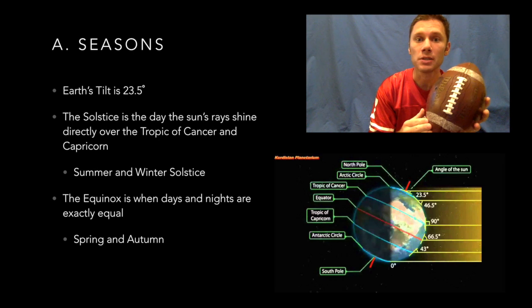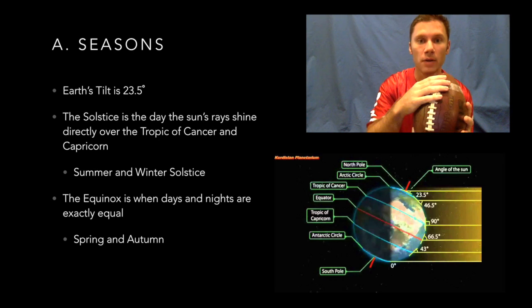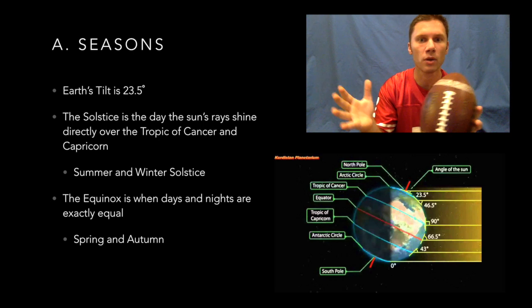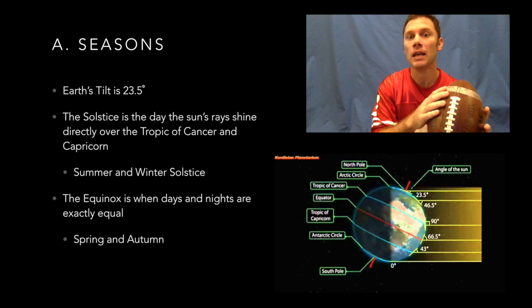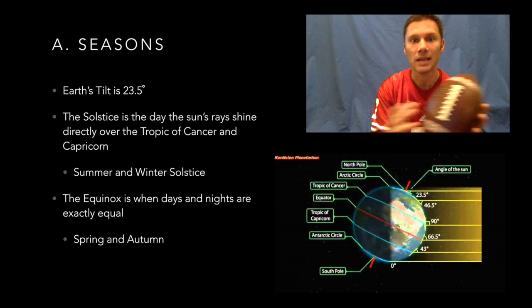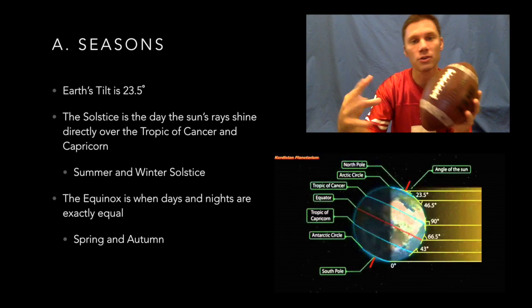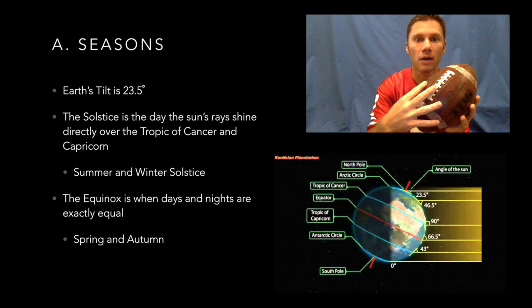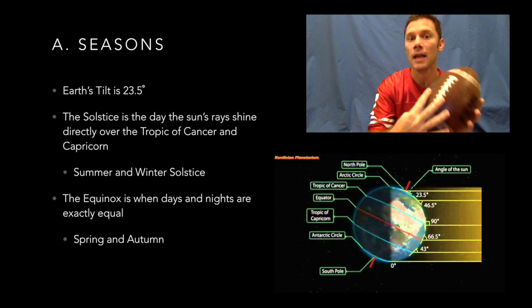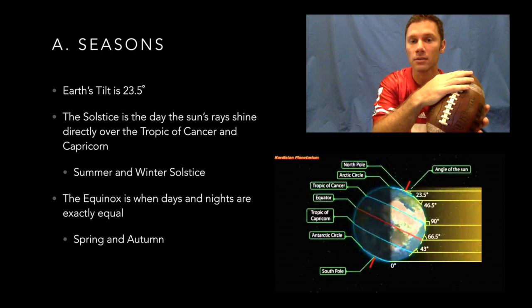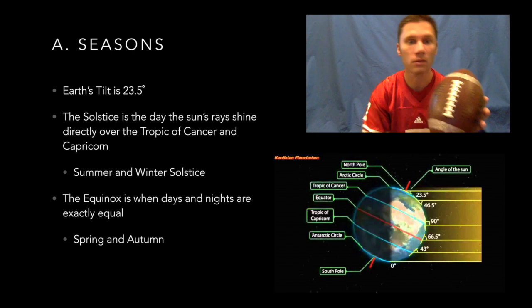So the summer solstice is the longest day of the year for us in the northern hemisphere. Happens somewhere around June 21st, June 22nd. In the winter solstice, it is the shortest day of the year. The sun's rays are actually directly over the Tropic of Capricorn in the southern hemisphere. And so for us, it is our shortest day of the year, somewhere around December 22nd, 23rd.